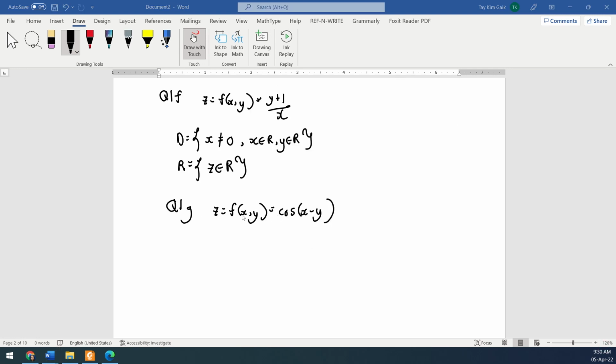Okay, question 1G, z equal to cos x minus y. Okay, you just compare with the function of one variable, let's say y equal to cos x, and you see the graph for cos, this is 0 to 2 pi. Of course, the pattern is repeated, because this is a periodic graph.